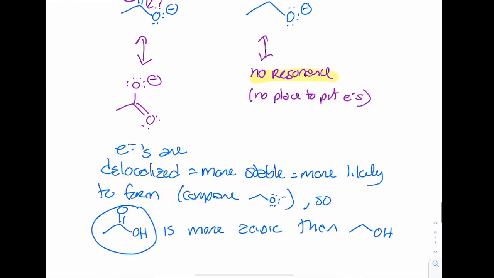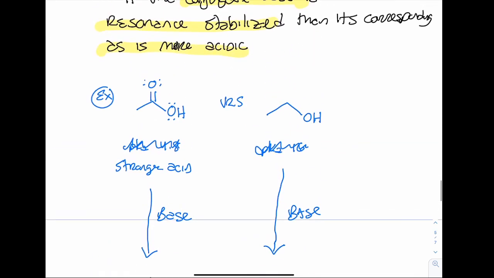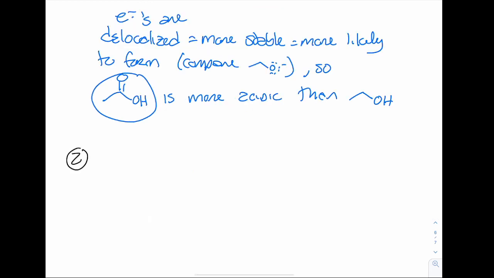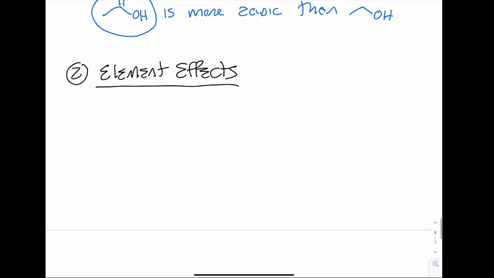So anytime we have resonance, the thing that has the resonance, my product here, is going to be more stable, making the reactant, my acid in this case, more acidic. The second factor we're going to look at is element effects. So element effects is really just looking at some trends on the periodic table. I do want you to be able to explain those trends though. So we're going to have one for going across a period and then another one for going down a group.